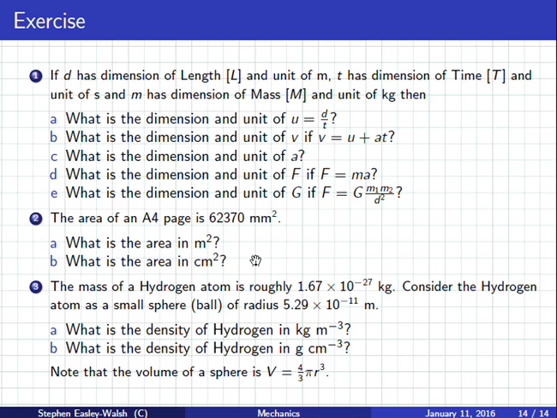Kilo, which is a K, which is 10 to the 3, which is 1,000, a very common one. Centi, which is a C, which is 10 to the minus 2, which is 0.01. Milli is M, and that's 10 to the minus 3. And then micro is a mu, and that's 10 to the minus 6. And then nano, that is an N, and that's 10 to the minus 9, 9 zeros.